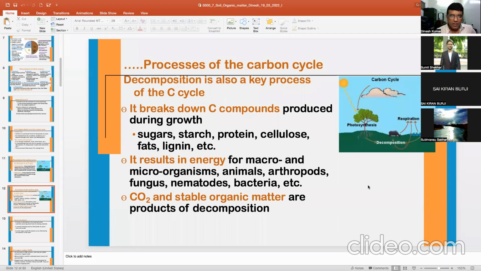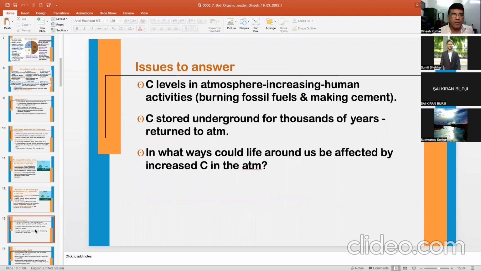Carbon dioxide and stable organic matter are products of decomposition. Carbon dioxide will escape from the soil, and some reaction water will be formed that will remain in soil, and stable organic matter, that is your humus. Humus will be formed through decomposition.